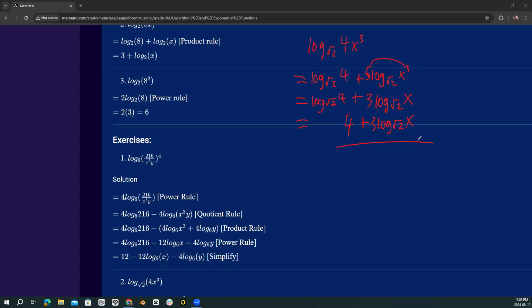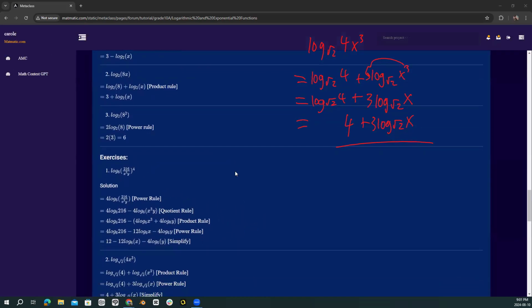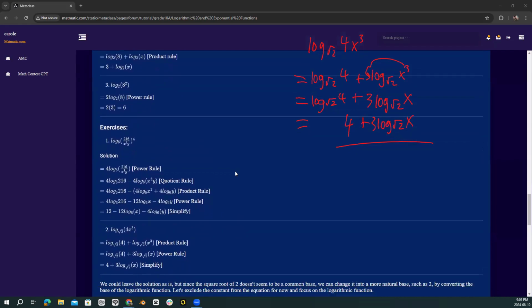Okay. You guys can also view the solution here on the tutorial. In most cases we would be done here, but the base of the square root of 2 isn't exactly a really commonly used base. So I kind of want to change it to a more common base, such as 2. So we can do this by converting the base of the logarithmic function.